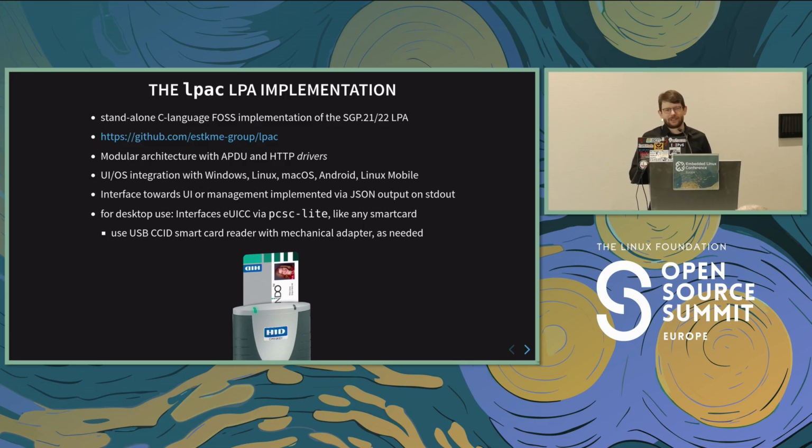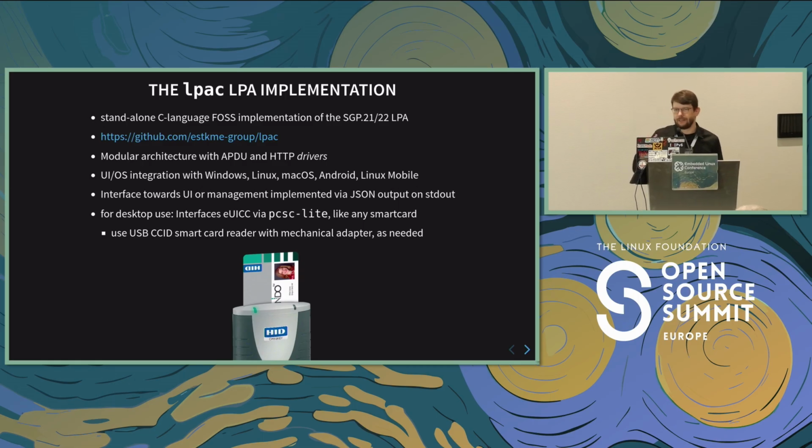The interface towards an application, like a user interface, is rather curious because it's JSON that gets printed to standard output of that process. So basically, if you want to do a profile download, you execute a command and you give it the command line argument of the activation code, and then it will report output to the standard output of the program. But you can integrate that nicely with any other software. You just pipe that in another file descriptor and so on.